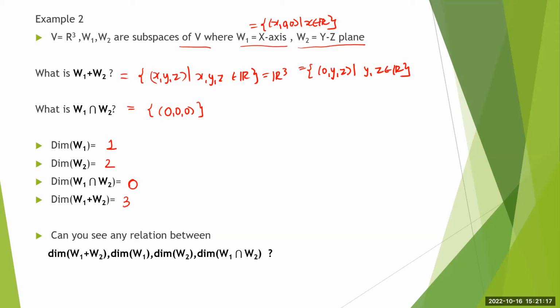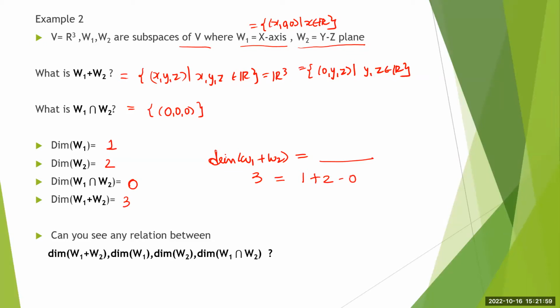Again, the same question. Can we relate something, some equality like dimension of W1 plus W2 is equal to something? Here my dimension of W1 plus W2 is 3. So with the help of dimension of W1, W2 and W1 intersection W2, what can be the equation? How can we equate to get 3? Dimension of W1 plus dimension of W2 minus dimension of W1 intersection W2. Yes. We can think it's 3 is equal to 1 plus 2, minus 0. So it's equal.